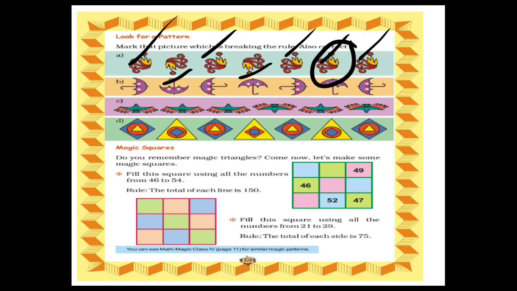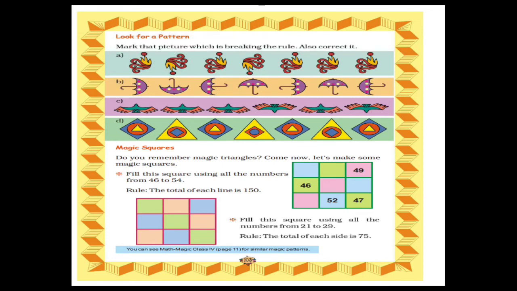So by the rule the dot should be at the bottom. So how will we correct it? This dot you will draw here. So it will be the correct one. You will rotate the whole pattern or design. So I hope this is clear.